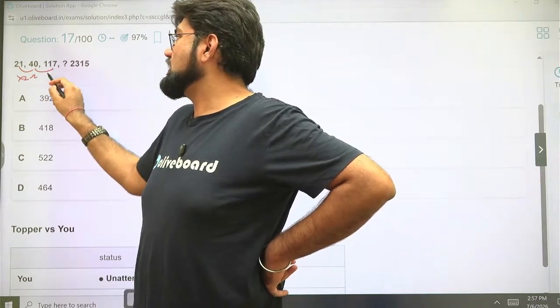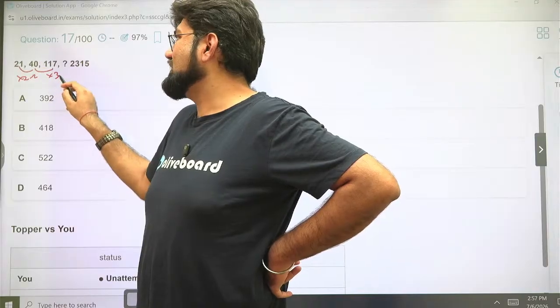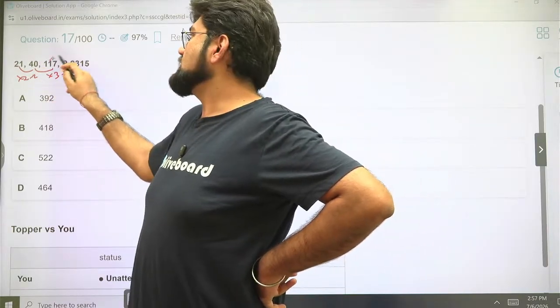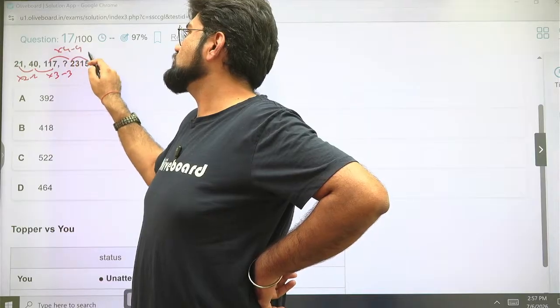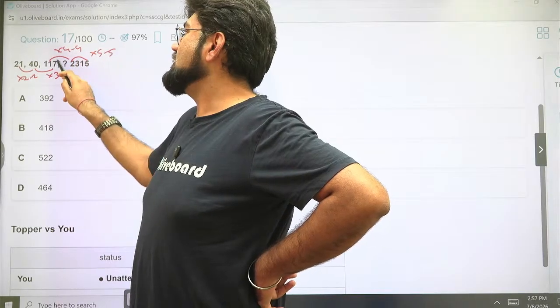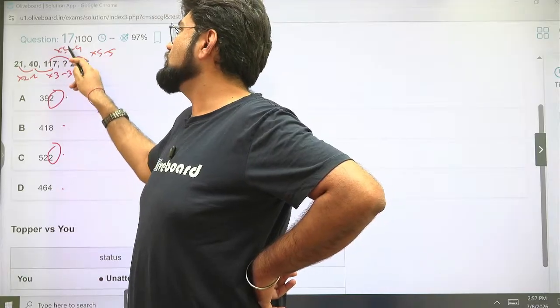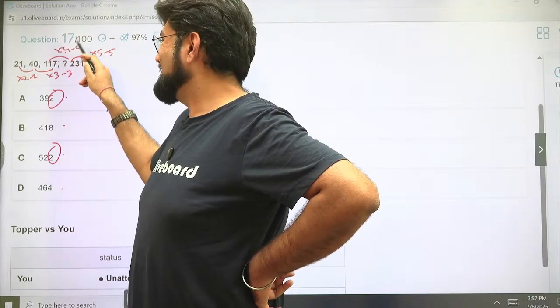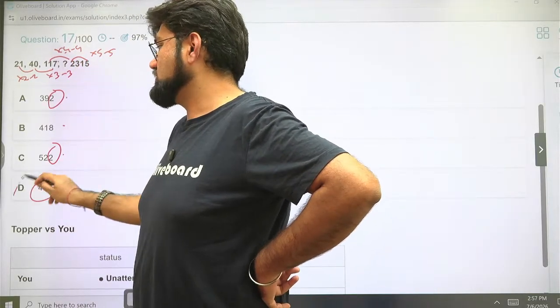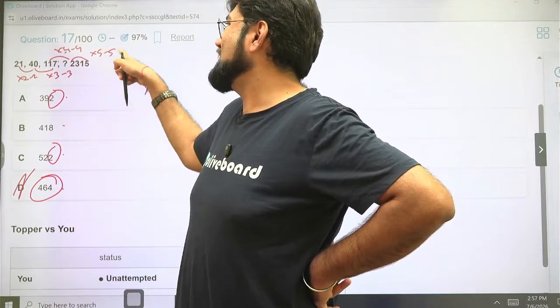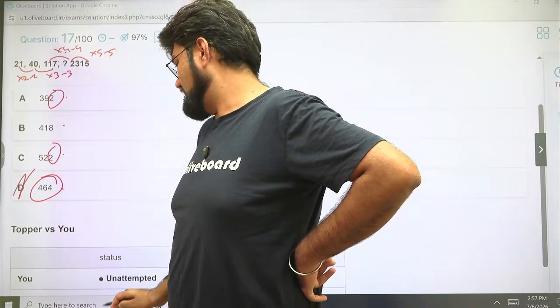If I see 40, 117, I can say it's going closer to 3, 120 minus 3. And now it will be clear to you what is happening. The next one has to be into 4 minus 4 and the next one has to be into 5 minus 5. So 7 into 4. See again, the unit digits are almost different except for 2. So 7 into 4, 28 minus 4 is 24. 4 in the unit digit has to be 464. We got lucky here. And confirm it with this also: 4 into 5, 20 minus 5 is 15. So option D is the correct answer.